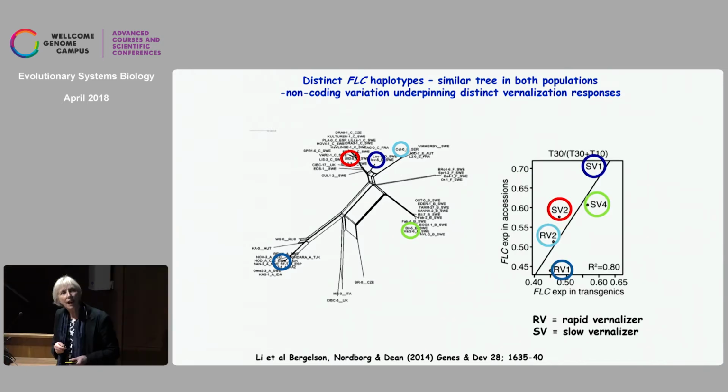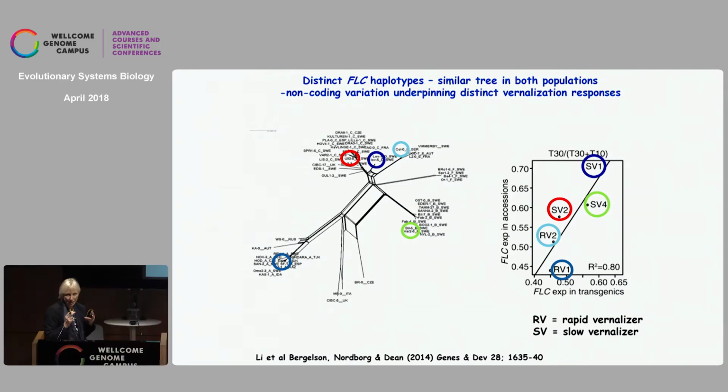Now, to really prove that, I've color-coded them, where SV is slow vernalizer and RV is rapid vernalizer. So we've got different rapid vernalizing types and different slow vernalizing types shown here. We then cloned each of the different alleles, put them by transgenesis into a common background, and looked at a vernalization assay. This is now those different alleles in a common background versus the vernalization expression in that natural accession, with a very remarkable correlation. So in fact, most of the vernalization response variation maps to those non-coding SNPs.